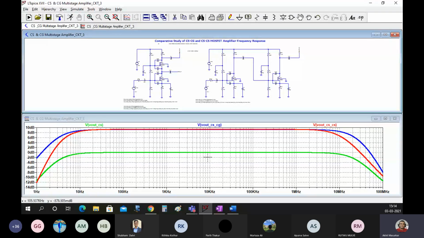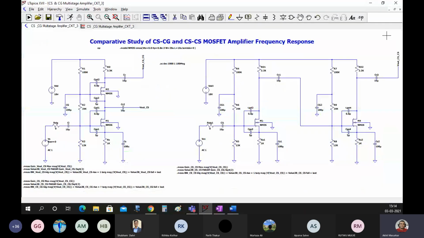Any doubts in this, please ask. I will expand the circuit diagram first so that you all can see this correctly. I hope you are enjoying this analysis.